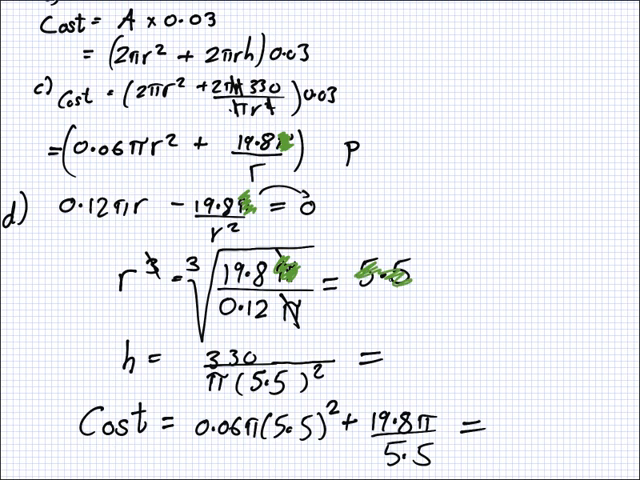Cube root of 19.8 over 0.12 pi. There we go. 3.75 centimeters. Great. So then the height, I'm going to assume that the height is right in the answer, 7.49 centimeters.